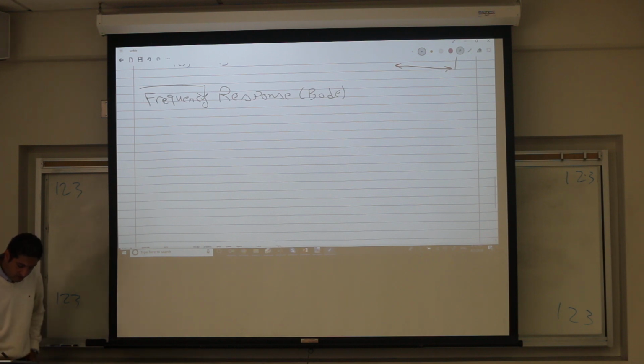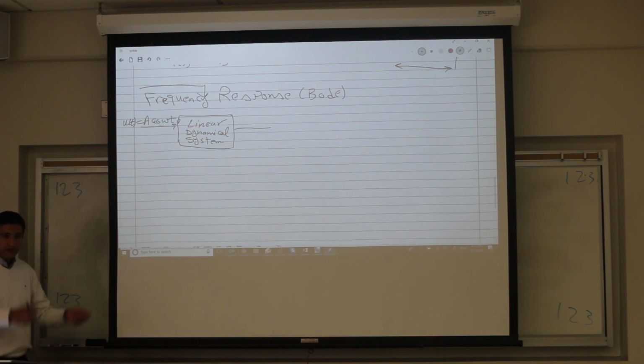I'm just reminding you, so when you have a linear dynamical system, and you give it an input that is oscillatory in nature, A cosine omega t. Okay? So if it's an airplane, you're playing with the elevator with some amplitude and frequency. If it's your car, you're playing with your gas pedal with some amplitude and frequency. Okay? You're giving your input as an oscillatory input, it's not just a constant input.